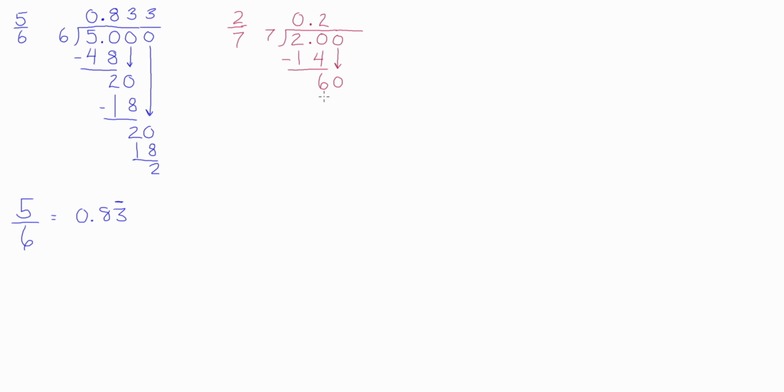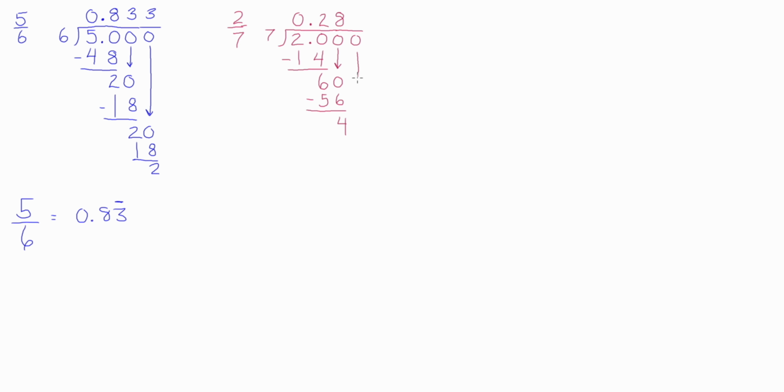If you think of your multiplication tables, we know that 7 times 8 is 56, and that's going to be as close as we can get to 60. So keeping everything lined up here, we're going to write an 8, and we multiply 8 times 7, or 7 times 8, and that is 56. So if we subtract 60 and 56, we get 4. Let's put another 0, see what happens here.